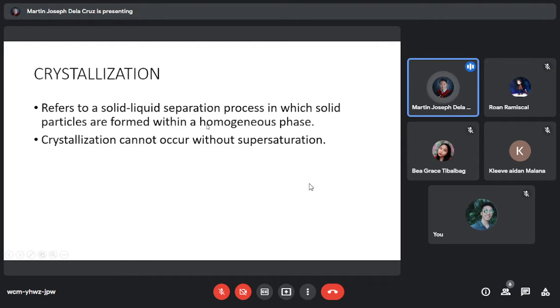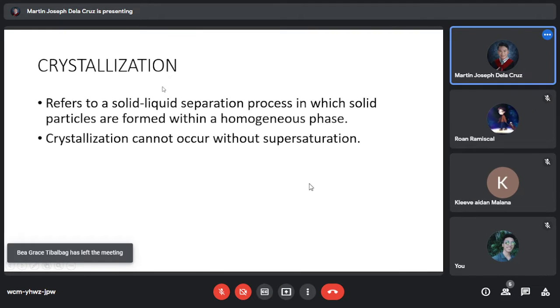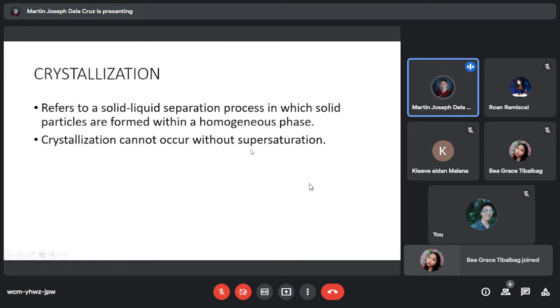Usually what enters our crystallizer comes from the evaporator. Di ba, the evaporator, class, concentrates our solution. So what enters our crystallizer is the concentrated solution from the evaporator. So is it a saturated or unsaturated solution that enters our crystallizer? Crystallization cannot occur without supersaturation. This supersaturation is our basis for whether crystals will form from our feed.